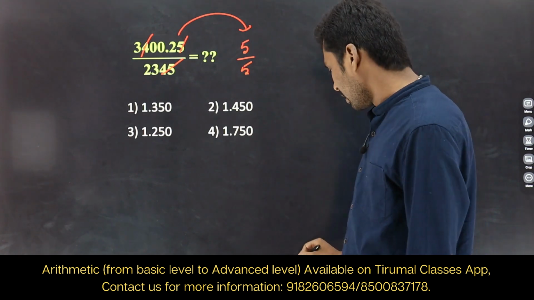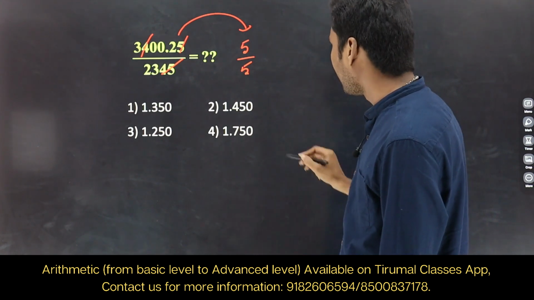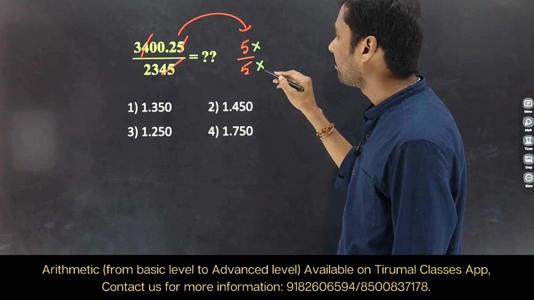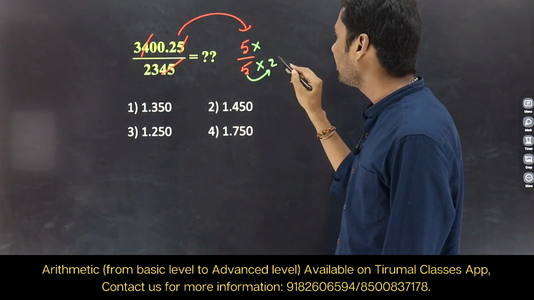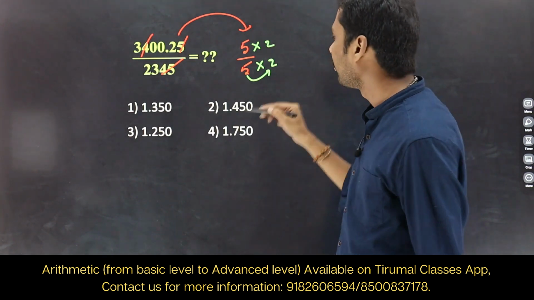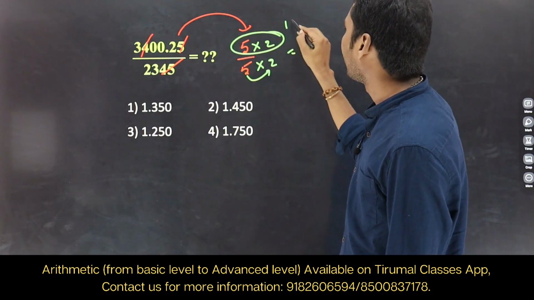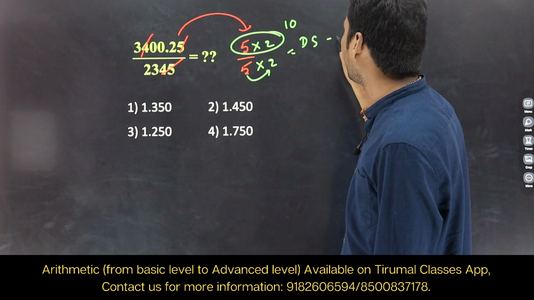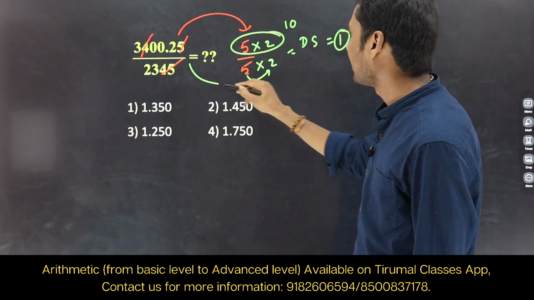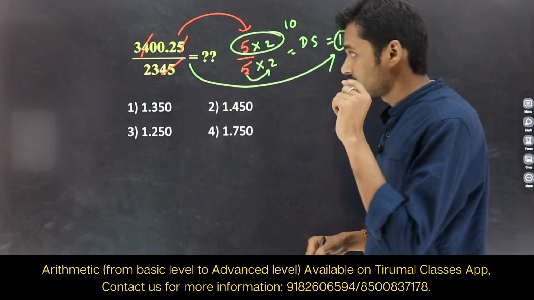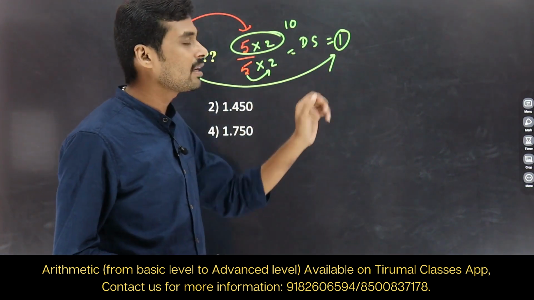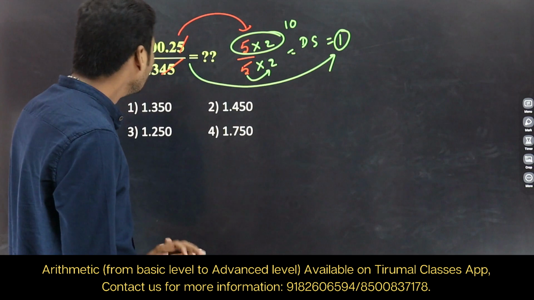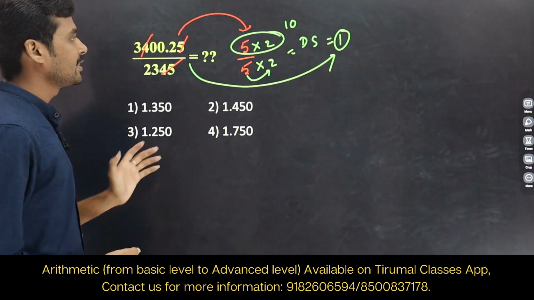So the digital sum value of x by y form is what? 5 by 5. The immediate step we'll do is multiply both numerator and the denominator with the same value. So when I have 5 in the denominator, I have to multiply with 2 in both numerator and the denominator. 5 into 2 is what? 10. 10 means the digital sum value is 1. Okay. For this entire expression, 3400.25 divided by 2345, the digital sum value is 1. Okay.